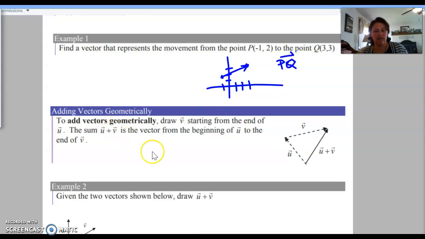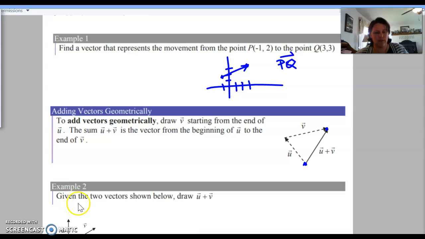Okay, to add vectors geometrically, so that just means looking at the actual pictures of them. If we wanted to look at vector U plus vector V, then we would slide V, since U is the beginning place, we would start at the beginning, and we're going to draw a straight line to the end of vector V. So kind of like, if you've ever heard the saying, as the crow flies, that's what the vector sum is. Okay, so go at a straight shot from the beginning to the end.